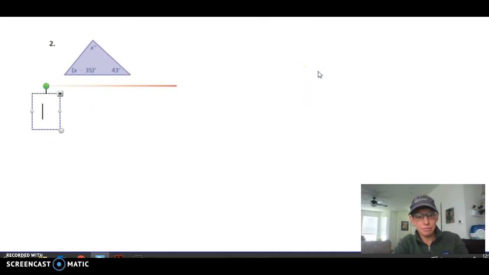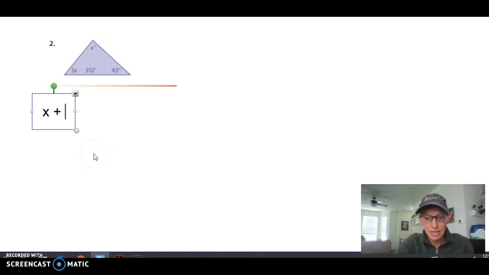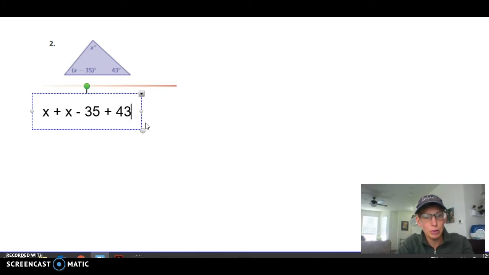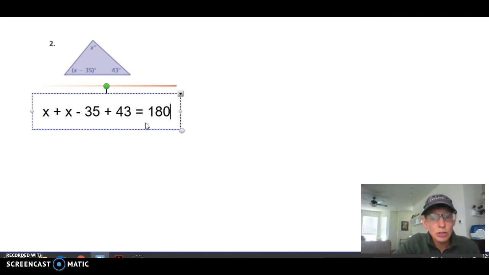Up here in the top corner we have just X, plus in our left-hand corner down here we have X minus 35. And on the other side here we have our 43 degrees. Altogether we know those are going to equal 180 because the sum of all the internal angles of a triangle always equals 180. All right, let's solve.